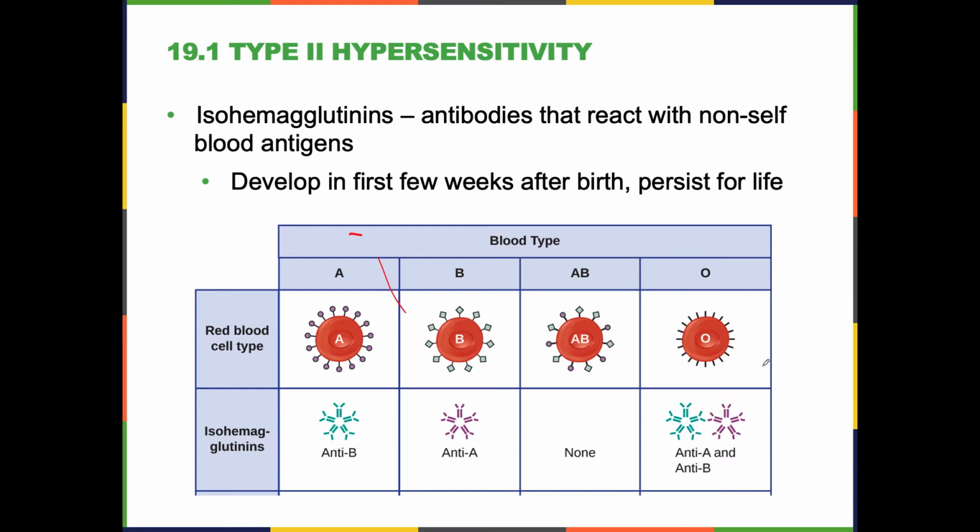So if you're type A, who can you receive blood from? If you're type B, who can you receive blood from, etc., etc., etc.? So why don't you hit pause, and then we'll share the answers, okay?